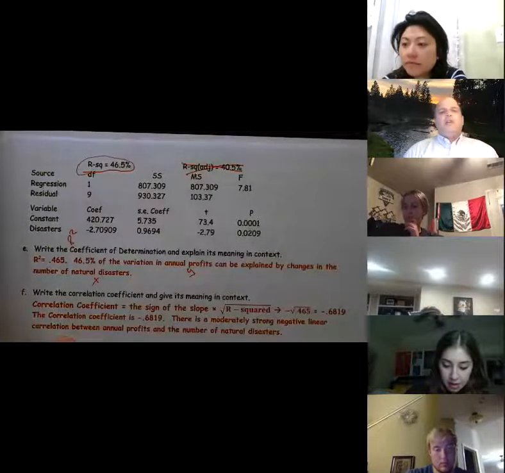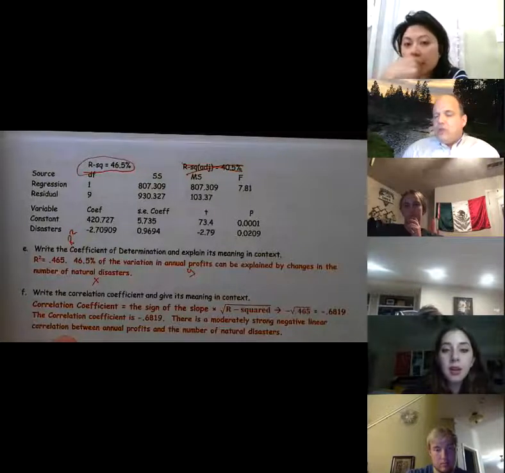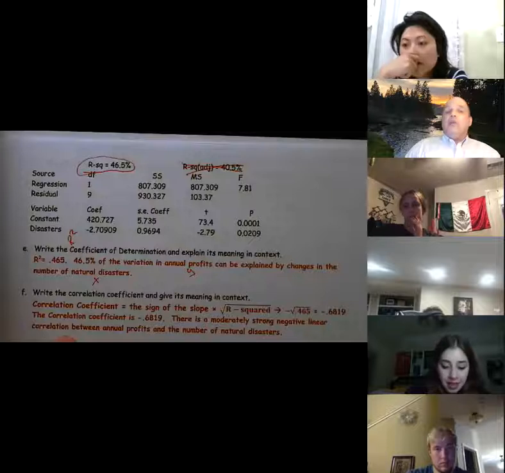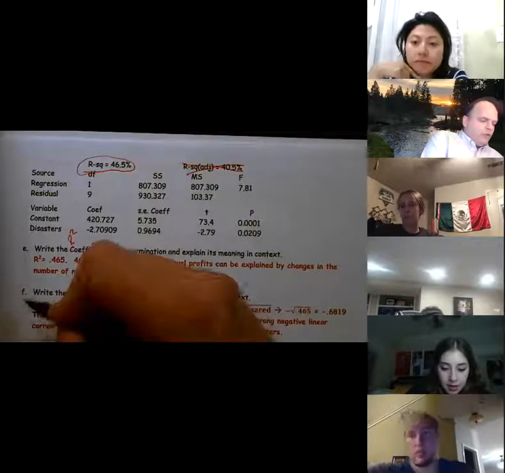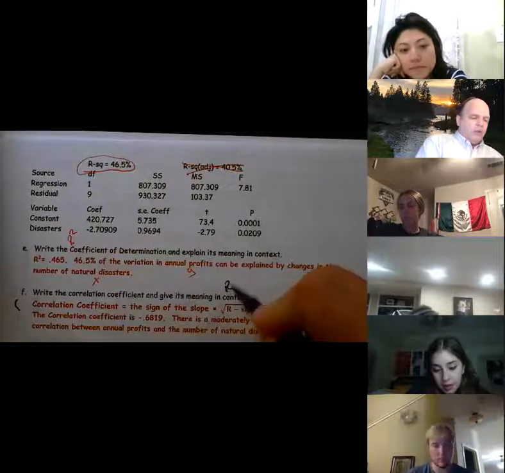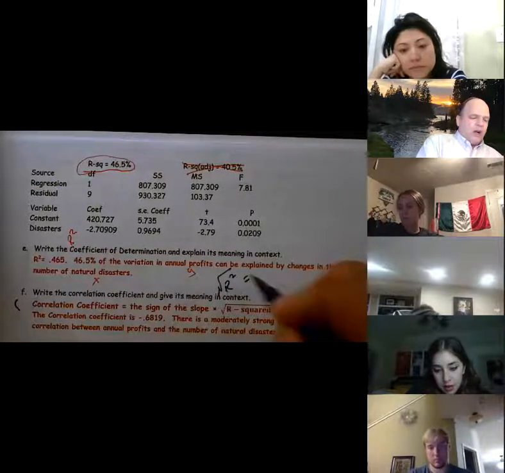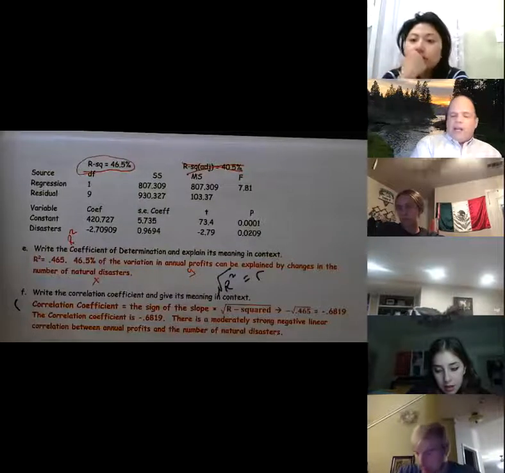Okay, the next thing, write the correlation coefficient and give its meaning in context. They don't give you the correlation coefficient. However, they do give you r squared. And if you remember the correlation coefficient, the symbol is r. So it's like, oh, if I take the square root of r squared, I get r, and that is almost true.